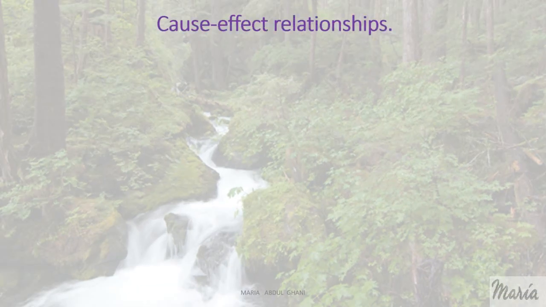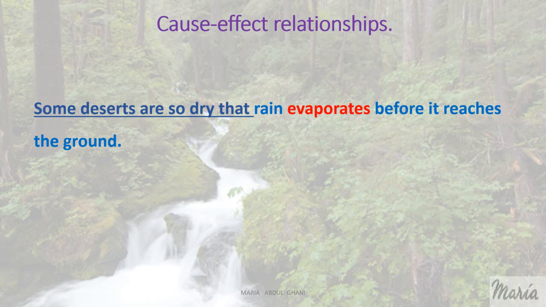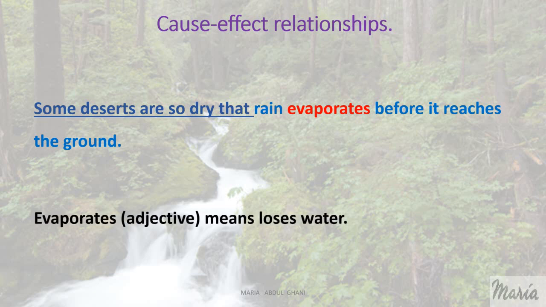Cause-effect relationships. Some deserts are so dry that rain evaporates before it reaches the ground. Evaporates, verb, means loses water.